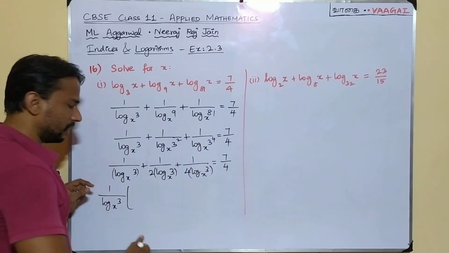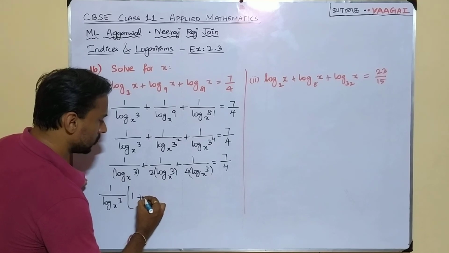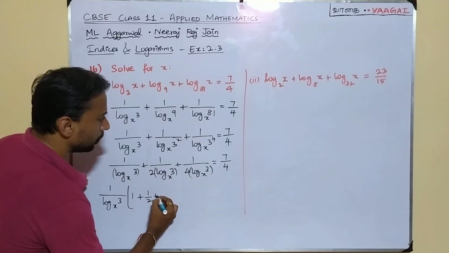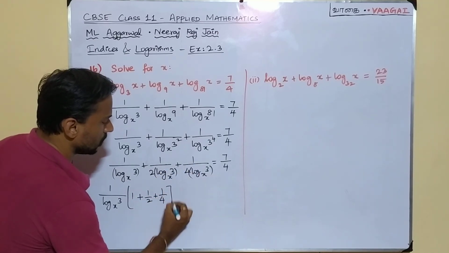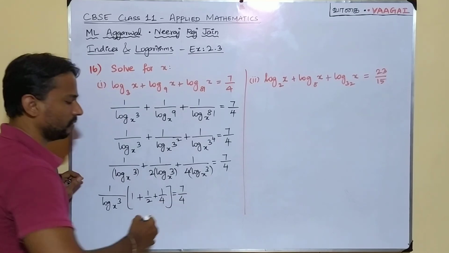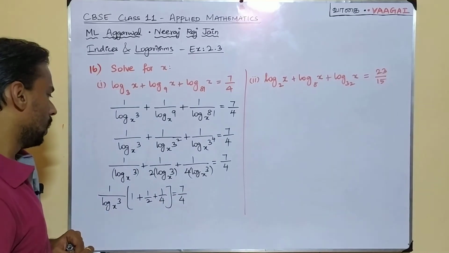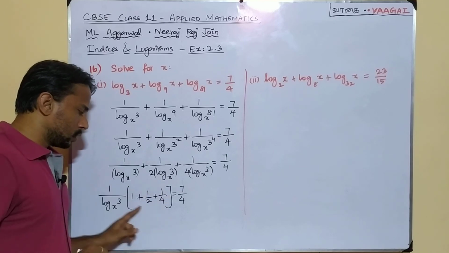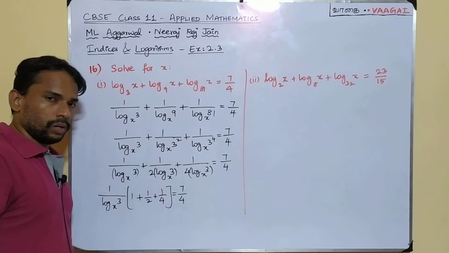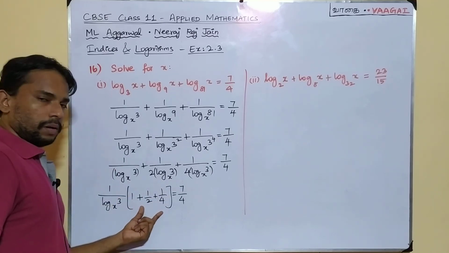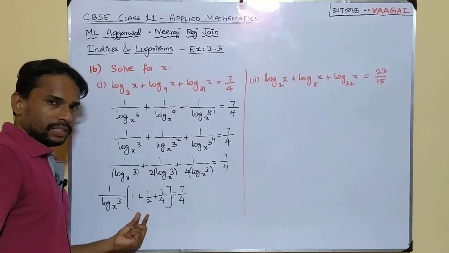Since here we have taken the entire thing, we will have 1 plus here we will have 1 by 2 plus here we will have 1 by 4. This is equal to 7 by 4. This is what we will have, right? Is it or not? Yes. Now once again, we will try to operate this. What is 1 plus 1 by 2 plus 1 by 4? Try to work it out. This will be nothing but what? If you take the LCM and see what happens.